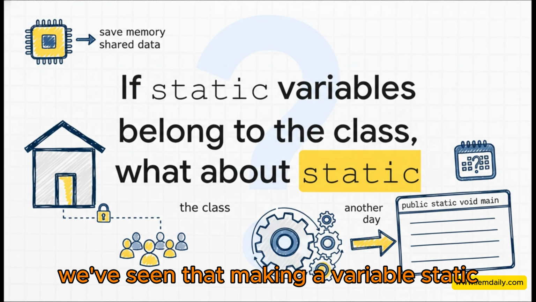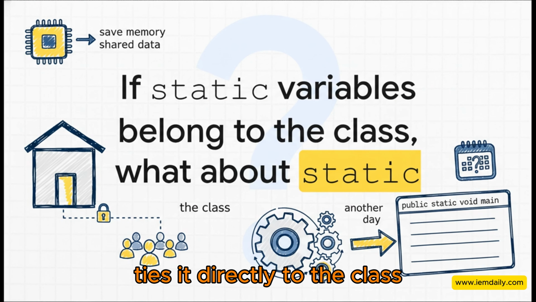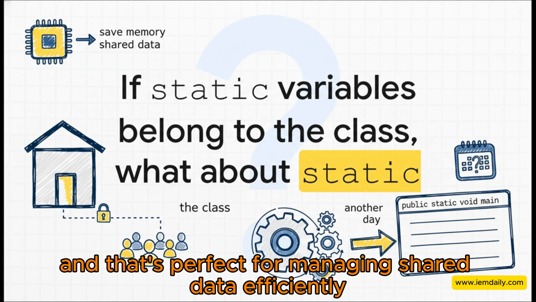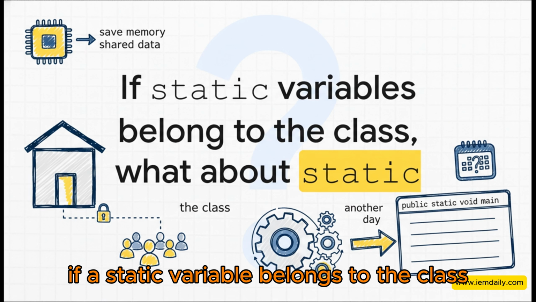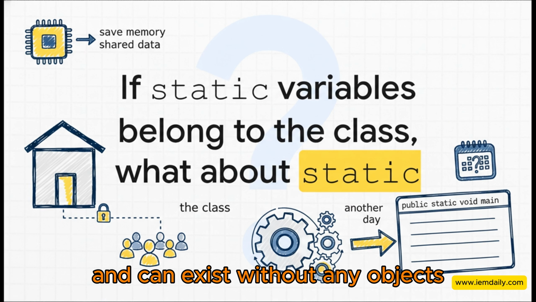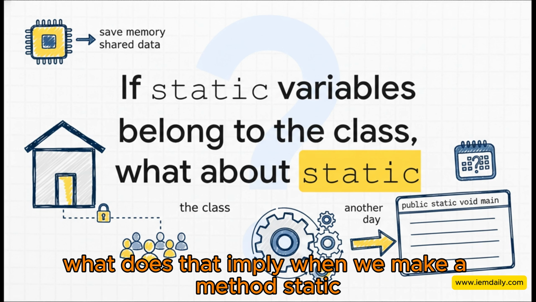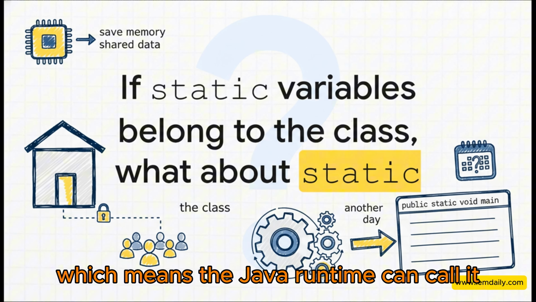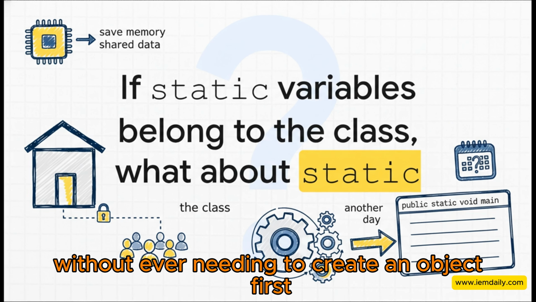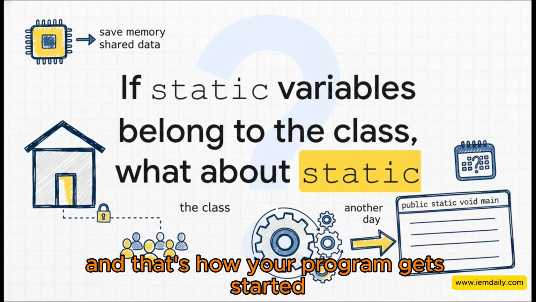So, we've seen that making a variable static ties it directly to the class, not the object. And that's perfect for managing shared data efficiently. This brings us all the way back to our very first question. If a static variable belongs to the class and can exist without any objects, what does that imply when we make a method static? Well, that's the key to understanding public static void main. It's a method that belongs to the class, which means the Java runtime can call it without ever needing to create an object first. And that's how your program gets started.